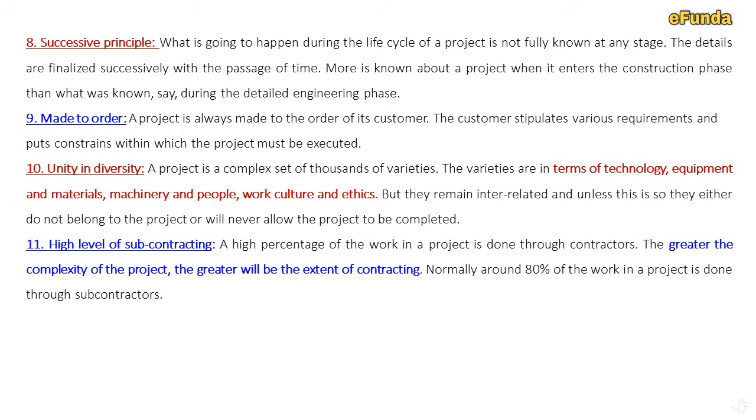A high percentage of the work in a project is done through contractors. The greater the complexity of the project, the greater will be the extent of contracting. Normally, around 80% of the work in a project is done through subcontractors.